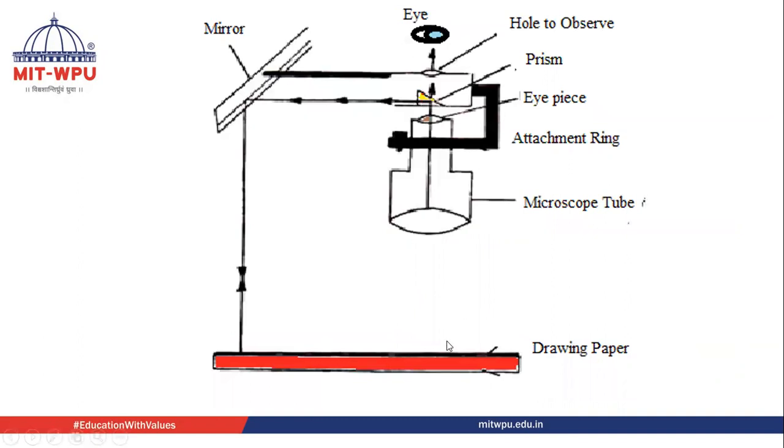So the rays go from the stage to the prism, and in the prism they are reflected horizontally onto a mirror and then fall on the paper. When we observe through this eyepiece, or the hole on the prism of the camera lucida, we can see the thing which is placed on the stage of the microscope and the paper which is kept on the platform. So there will be a superimposing of the image on the stage of the microscope.